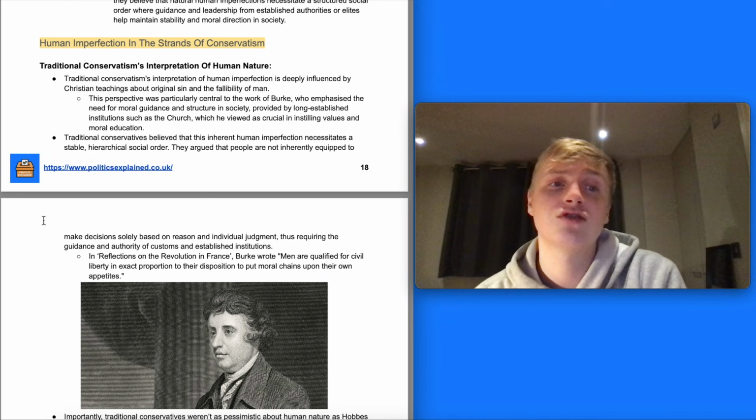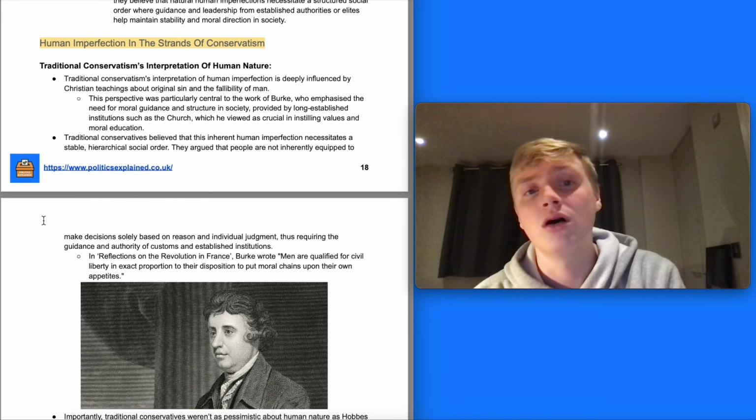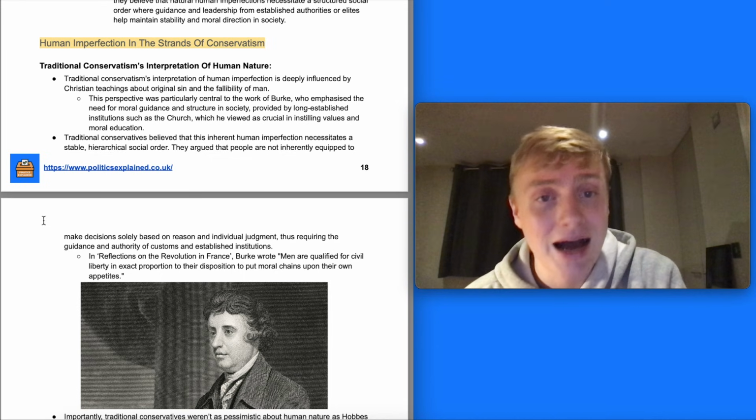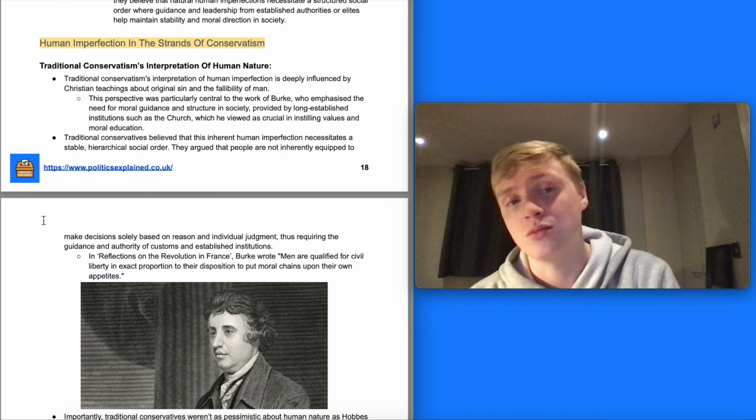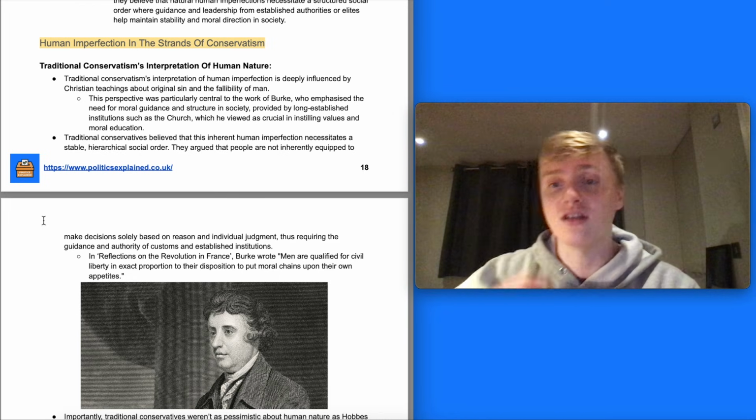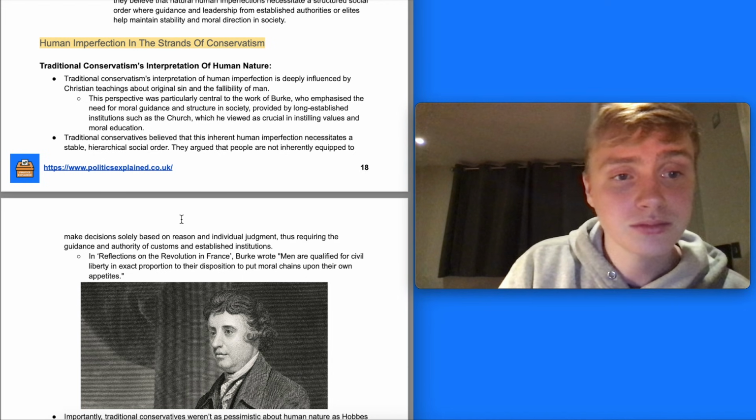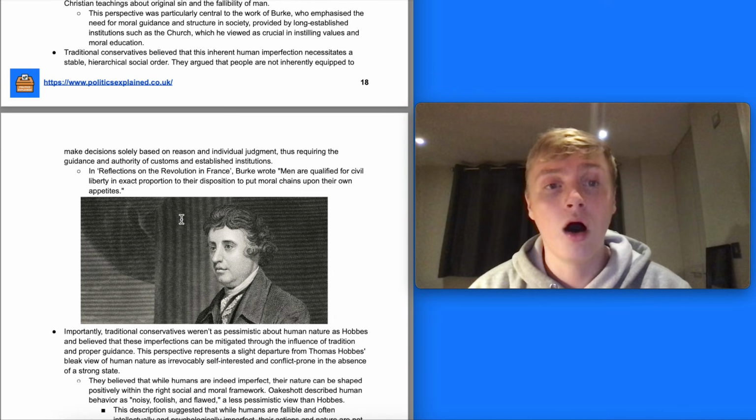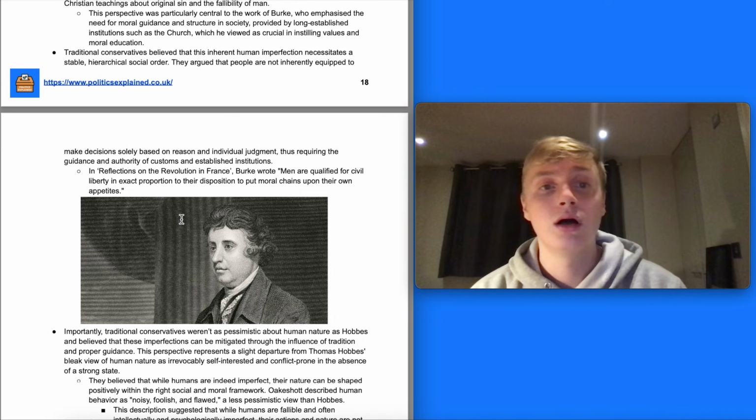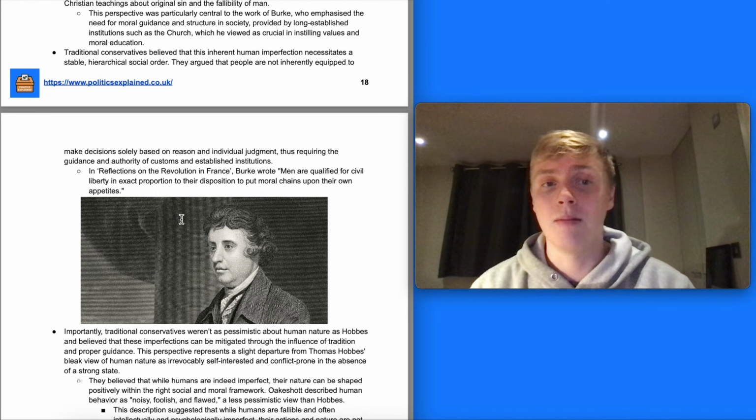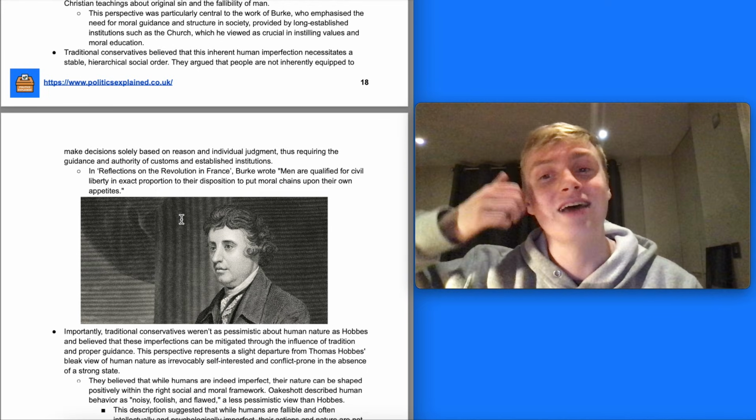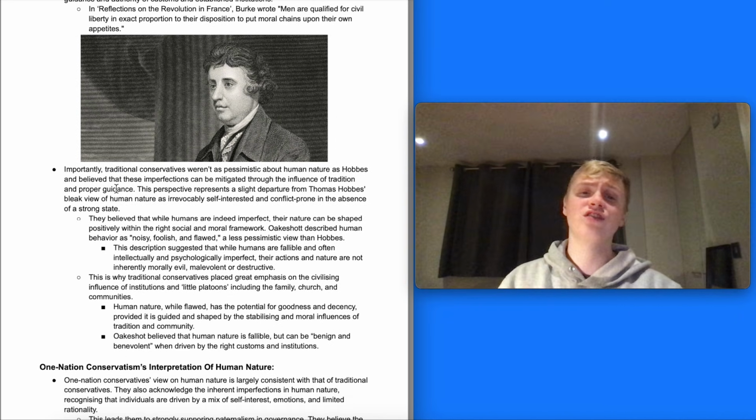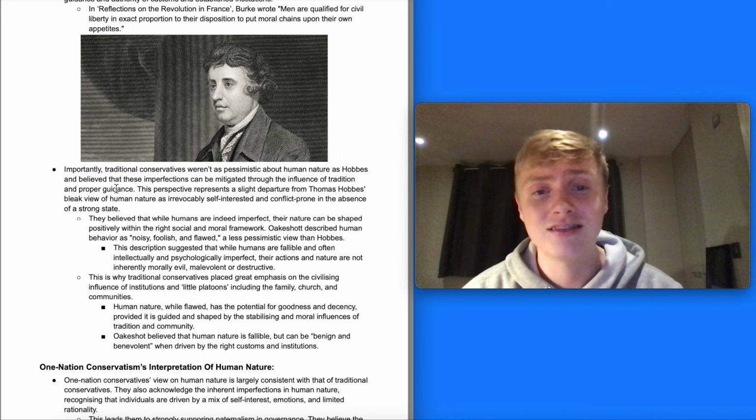But in terms of Burke, the traditional conservative interpretation of human imperfection was deeply influenced by Christianity. This idea of original sin and the fallibility of man resulted in Burke advocating for the idea that humans need guidance and structure in society through these institutions and through these little platoons. They also believe that this inherent human imperfection requires a stable hierarchical social order because people aren't necessarily equipped to make decisions by themselves based on reason. Therefore, they need this kind of authoritarian state, which we talked about when we looked at paternalism and hierarchy. But importantly, these traditional conservatives, particularly Burke, aren't as pessimistic about human nature as Hobbes.